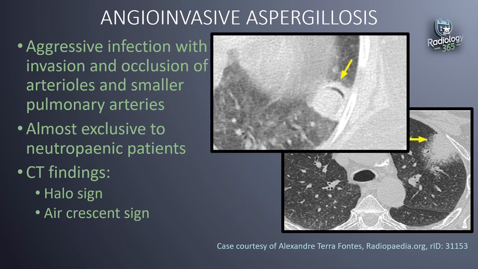phase. So in this image, it shows the halo sign, and we see in the left upper lobe there is this mass with peripheral ground glass opacity, representing pulmonary hemorrhage in a case of angioinvasive aspergillosis. And in this CT coned in to the left lower lobe, it shows a crescent-shaped air collection anterior to the opacity, which is the crescent sign of angioinvasive aspergillosis.